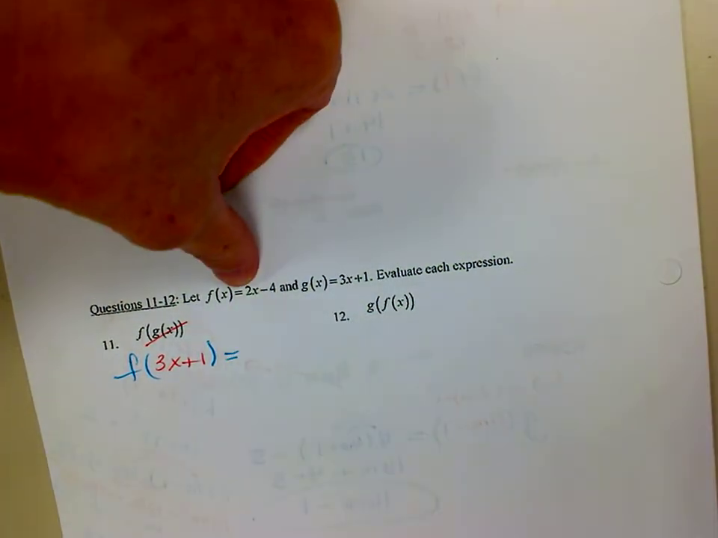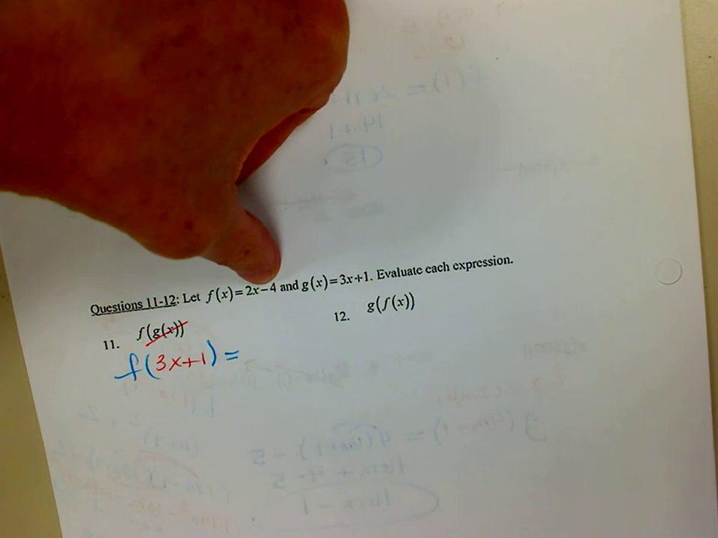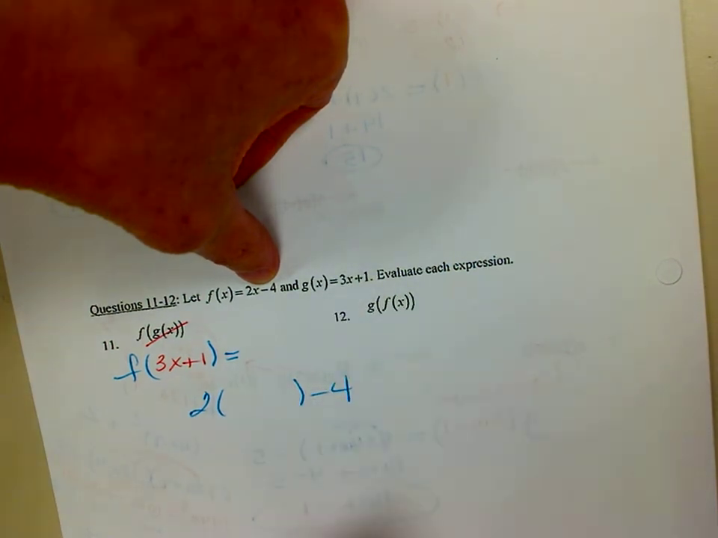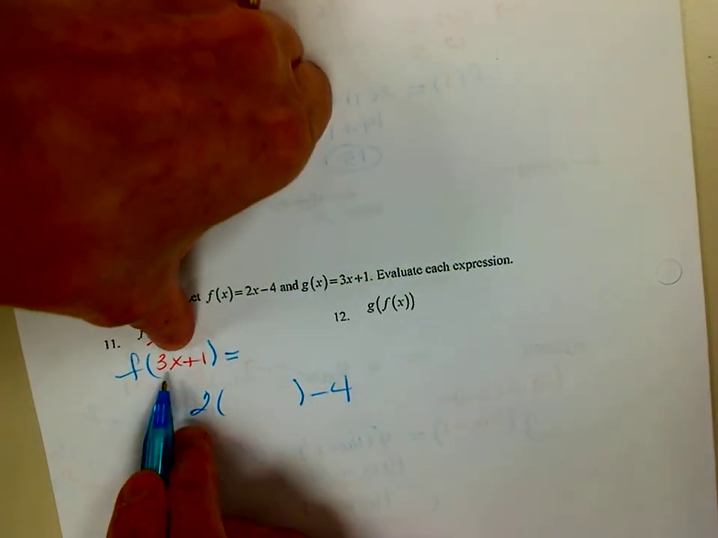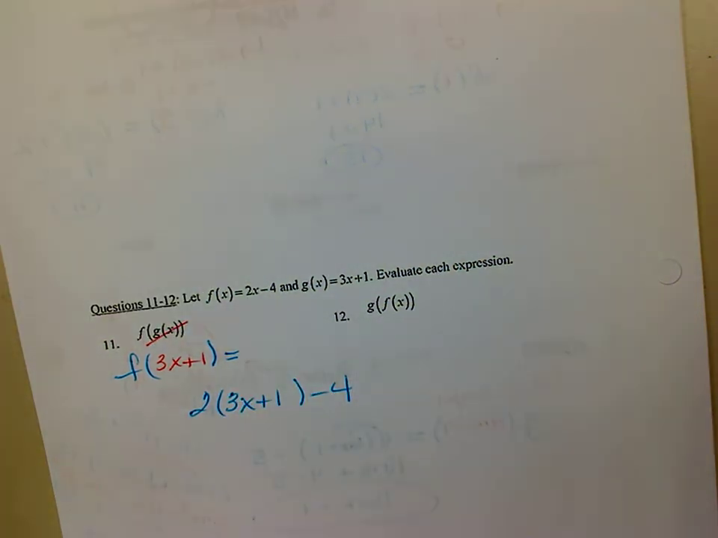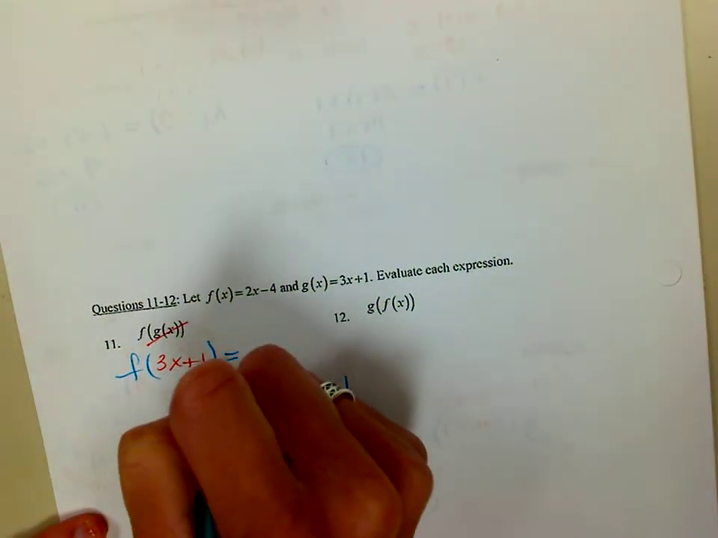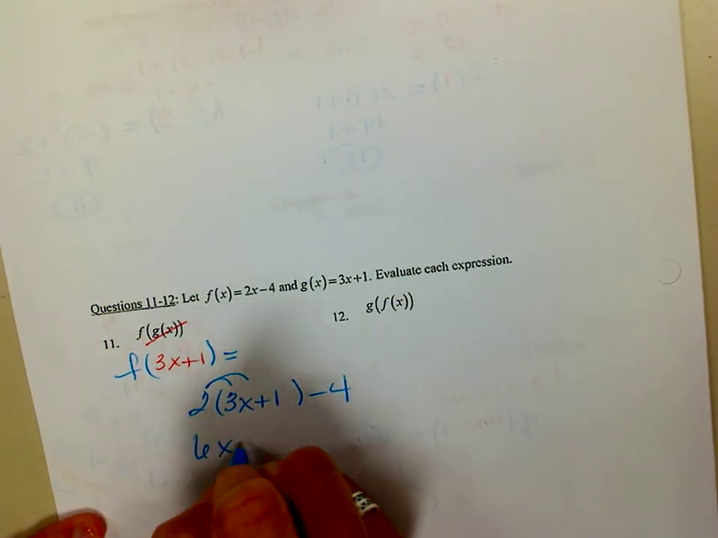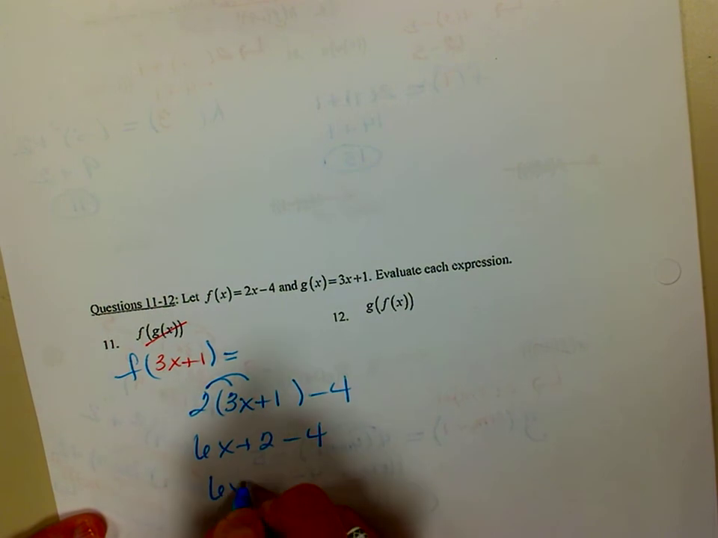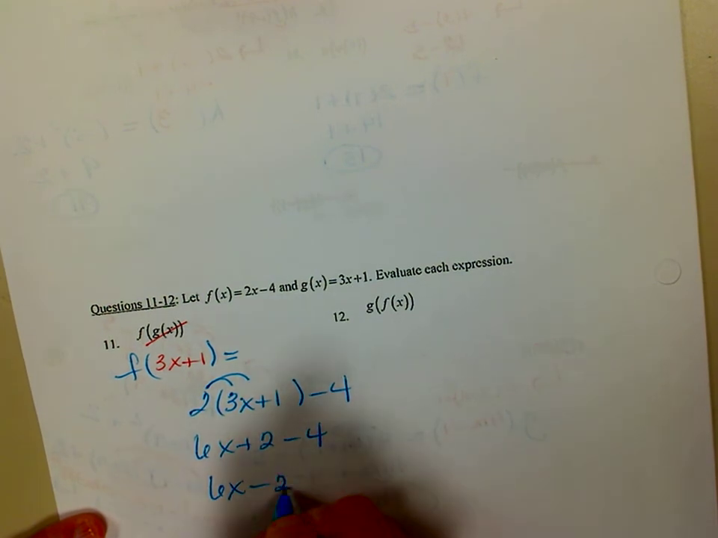So I'm going to come to this one, and wherever I see an x, I'm going to put 3x plus 1. So 2 times x minus 4. So in parentheses, I'm going to put what's in parentheses here, 3x plus 1. I'm going to distribute the 2. That gives me 6x plus 2, then minus 4. Combine like terms, I get 6x minus 2.